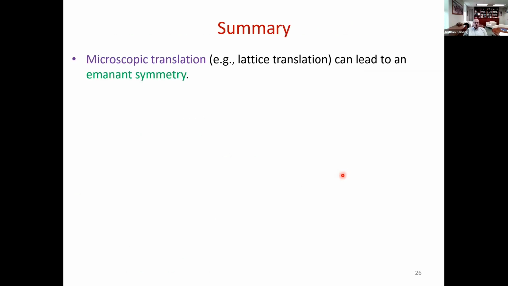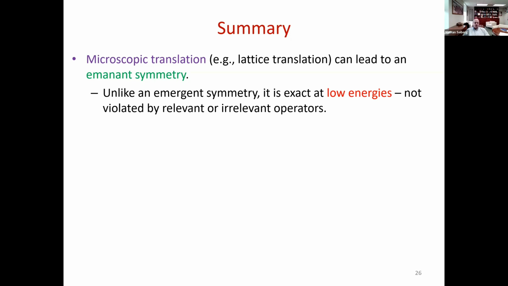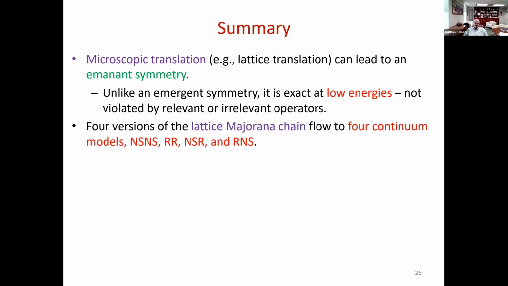Now let me summarize what we saw. We discussed microscopic translations, for example lattice translation, but I also gave an example in the continuum. And they can lead to an emanant internal symmetry. Unlike standard emergent or accidental symmetries, this symmetry is exact at low energies. It's not violated by relevant or irrelevant operators. So there can be relevant operators that violate the symmetry, but they are not present in the action, even though there is no corresponding symmetry at short distances. And we discussed several examples of that.